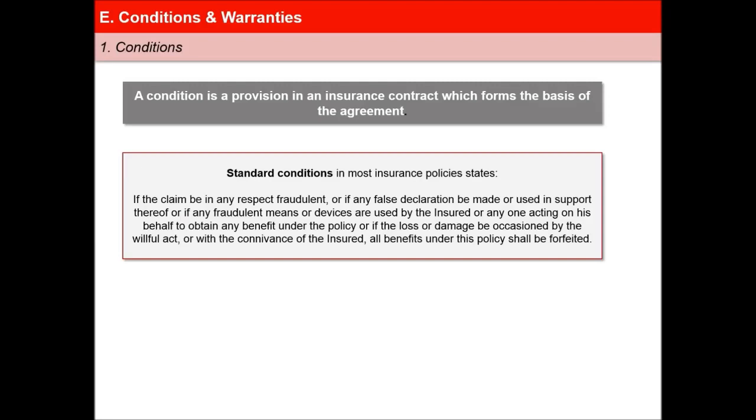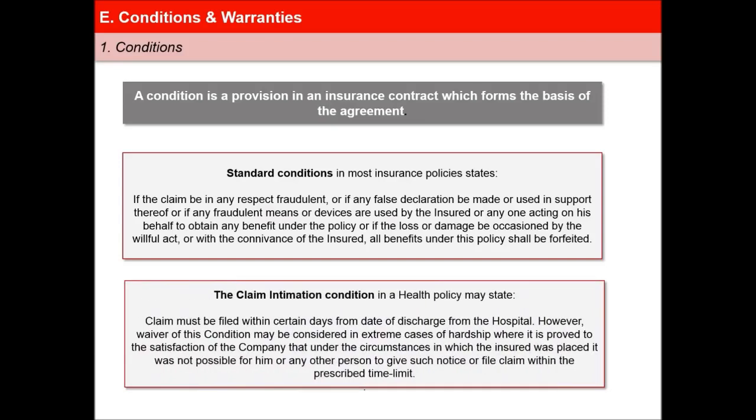any false declaration be made or used in support thereof, or if any fraudulent means or devices are used by the insured or anyone acting on his behalf to obtain any benefit under the policy, or if the loss or damage be occasioned by the willful act or with the connivance of the insured, all benefits under this policy shall be forfeited.